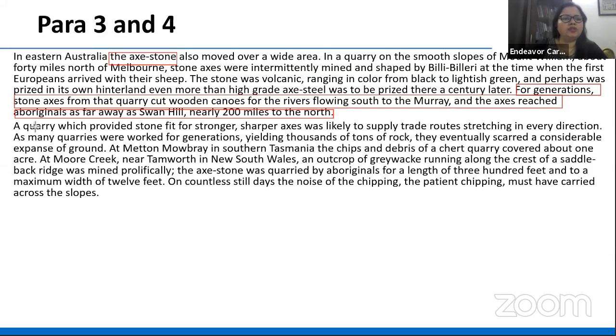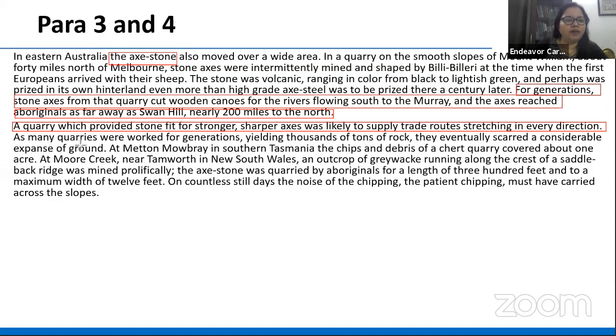And then the next para talks about quarries. A quarry which provided stone fit for stronger, sharper axes was likely to supply trade routes stretching in every direction. What does this line mean? Let's say I have a place which has a quarry and it provided good quality stone. What happened? This quarry, and therefore this place, would end up supplying a lot of axe trades. So it would be a very important point in that trade route for stone axes.